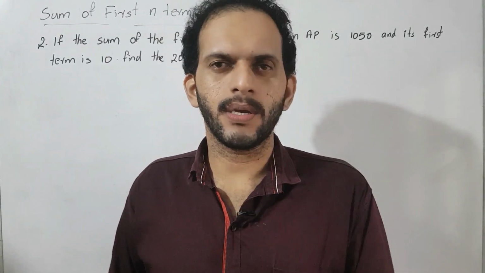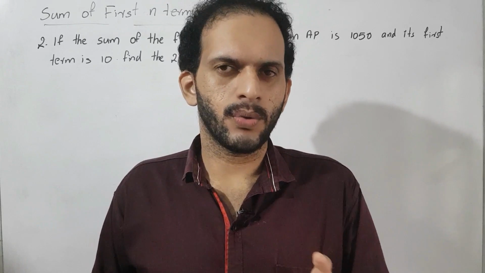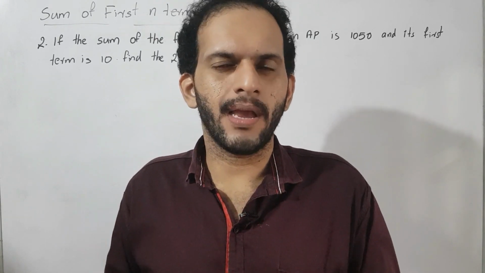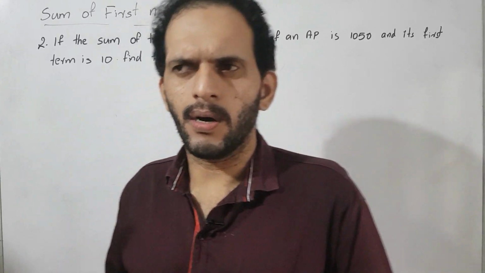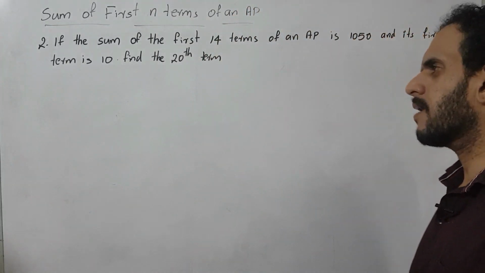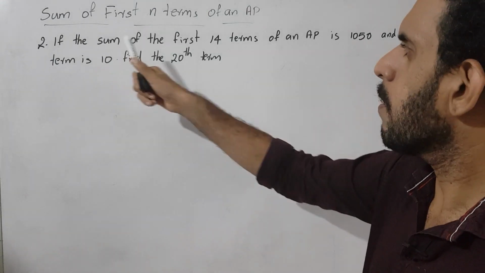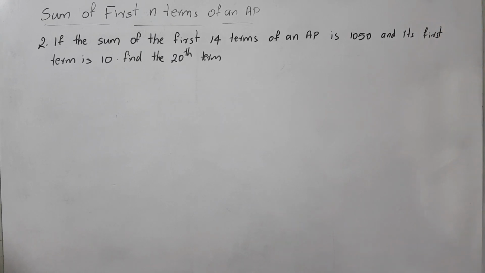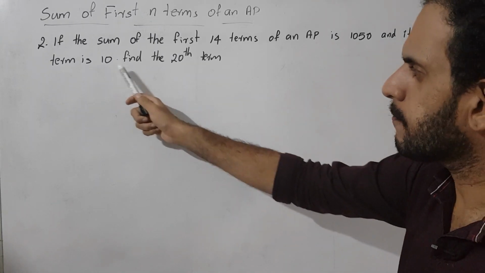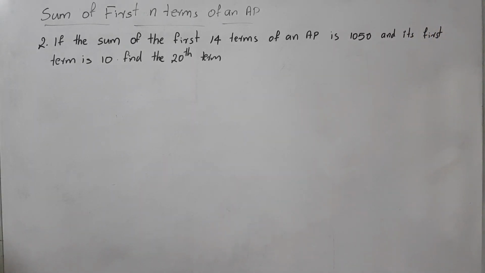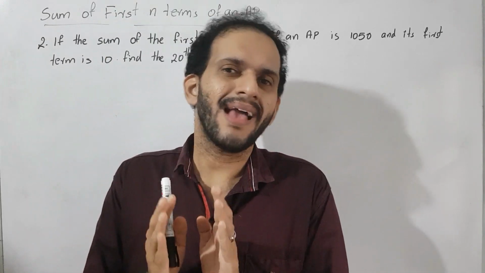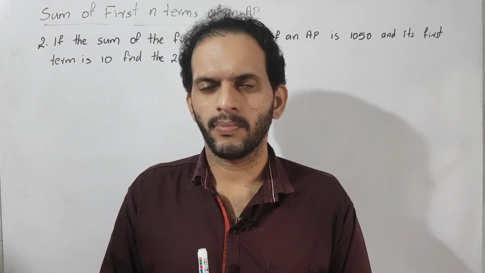This one is also an application of Sn is equal to n by 2 into 2a plus n minus 1 into d. That means the sum of first n terms of an AP. So here what is the question? The question is asked like this: if the sum of first 14 terms of an AP is 1050 and its first term is 10, find the 20th term. Okay, then the question is very clearly asked, the term lies in the 20th position.